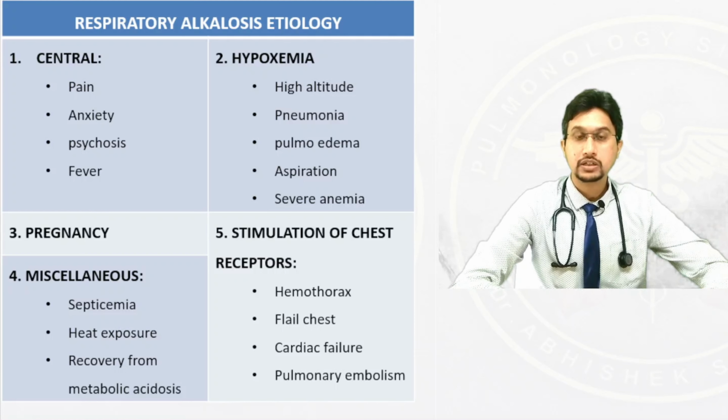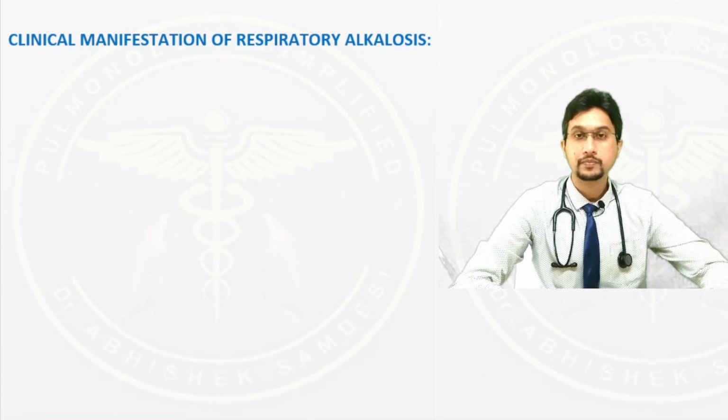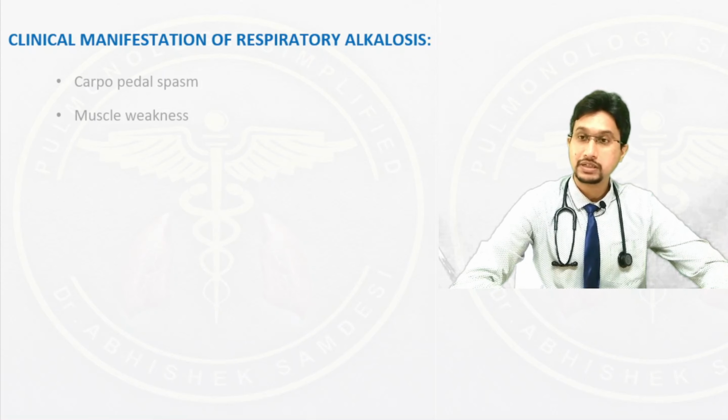Let us have a look at what effect the respiratory alkalosis has on the body. So these are the clinical manifestation. As previously discussed in metabolic alkalosis, whenever there is alkalosis, it mainly affects the electrolytes, resulting in hypokalemia and hypocalcemia. So these are the following clinical manifestation. The first one being the carpopedal spasm and weakness. These are because of the electrolyte imbalance.